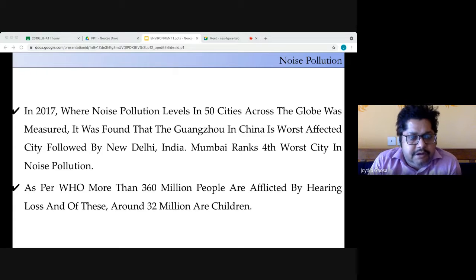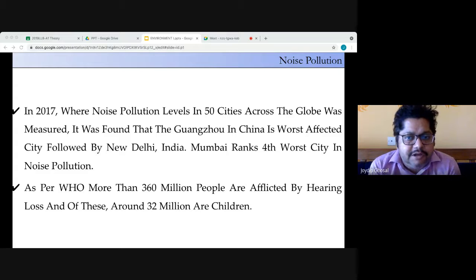As per a recent study done in 2017, where noise pollution levels in 50 cities across the globe were measured, it was found that one city in China is the worst affected, followed by New Delhi in India. Mumbai also ranks fourth worst in terms of noise pollution. So that is also an alarming situation regarding noise pollution.